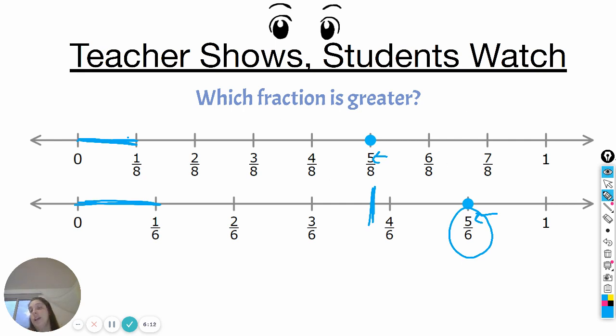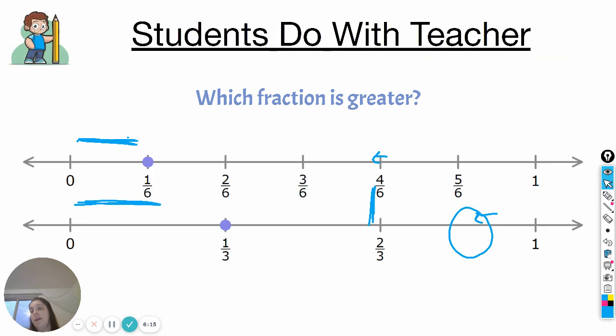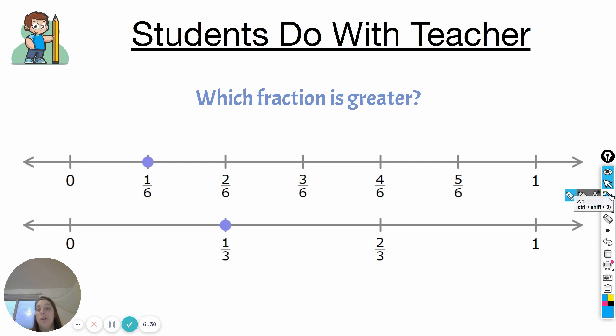Okay, let's go ahead and take a look at another example. I'm going to have you do this one with me, so you don't need to draw the number line. The question is the same: which fraction is greater? So once again, we're looking for the fraction that is bigger or the one that's farther away from 0. You can see we're looking at 1/6 and 1/3. The numerator, or the top number, is the same in both of them, but the bottom number is different. Go ahead and write on your whiteboard which fraction is greater or bigger, and then I'll have you check your work with mine.